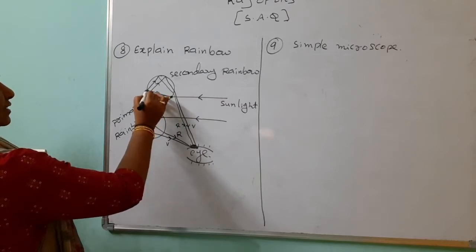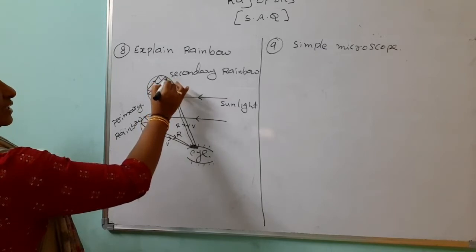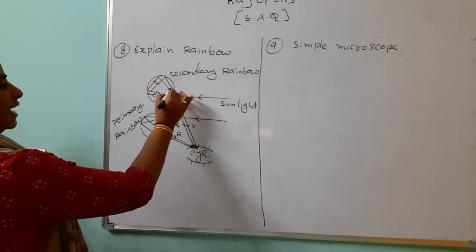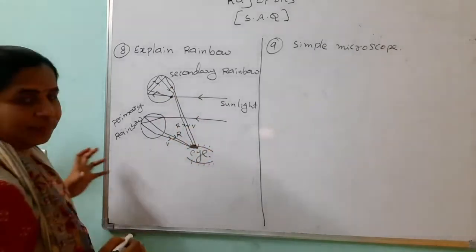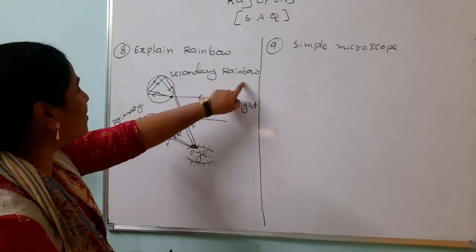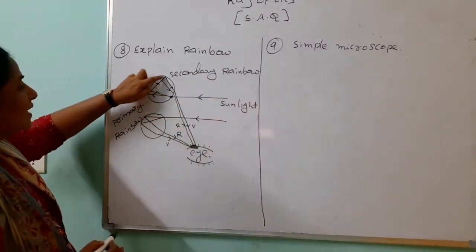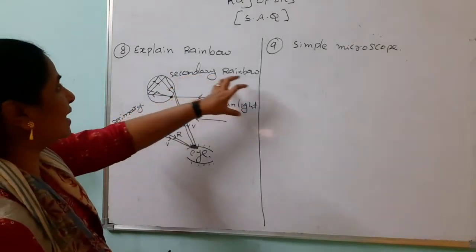This is the first time total internal reflection, 2 times of the total internal reflection and 2 times of the refractions. Look here, once again the light is coming back into the air. So this is the secondary rainbow. In secondary rainbow we should observe 2 internal reflections and 2 refractions. This is called the secondary rainbow.